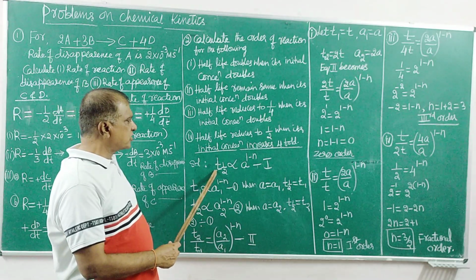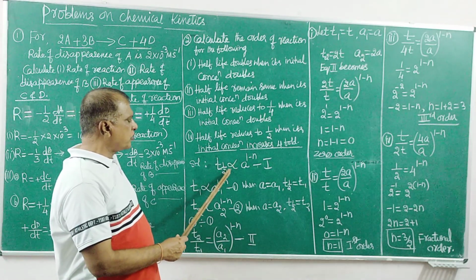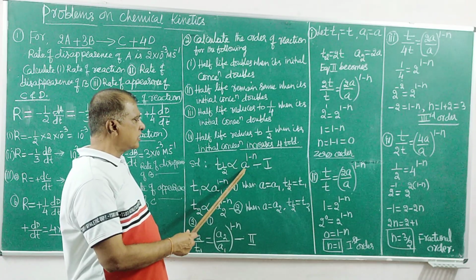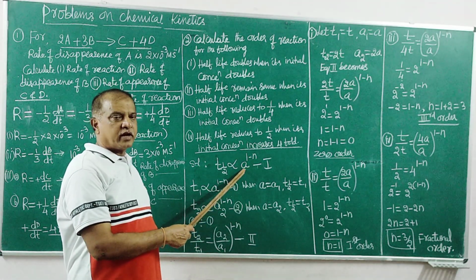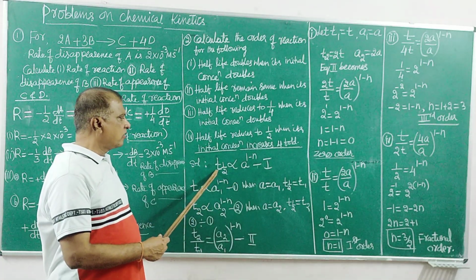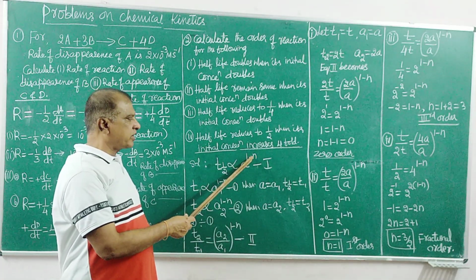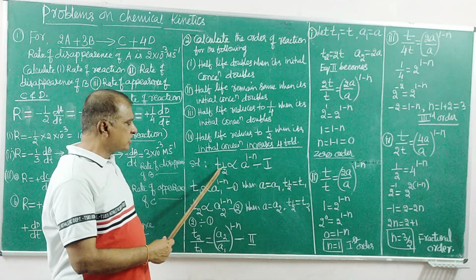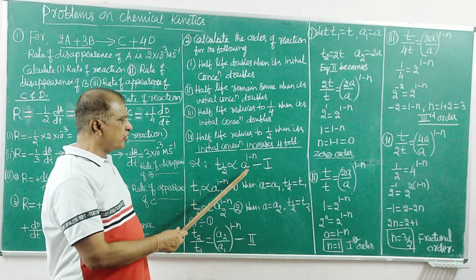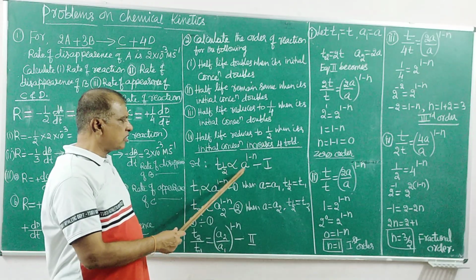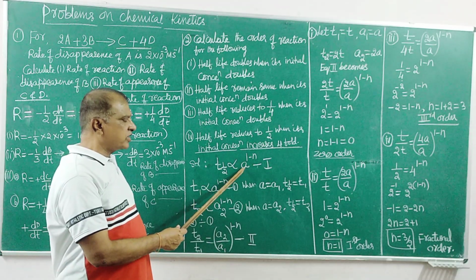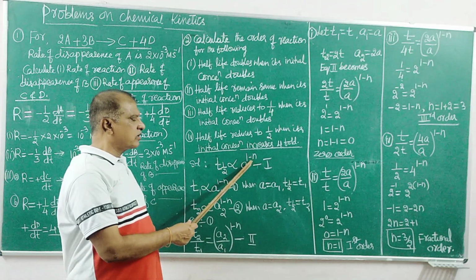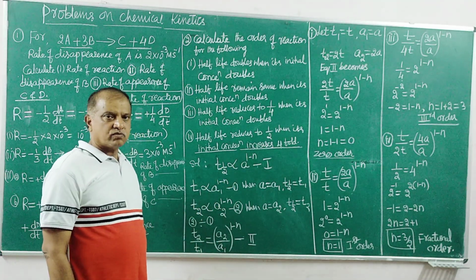Half-life of a reaction is directly proportional to A to the power of 1 minus n, where A stands for initial concentration of the reactant, and n stands for the order of the reaction. So it says half-life of a reaction depends on initial concentration. Different initial concentration, different half-life periods. N stands for order of reaction.